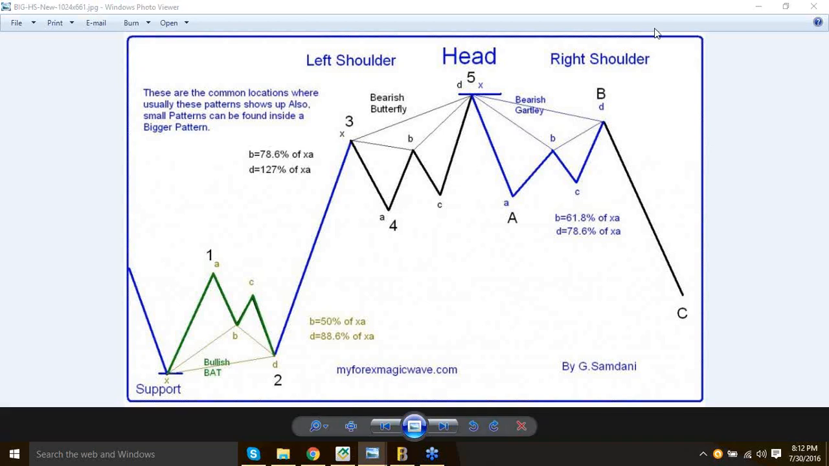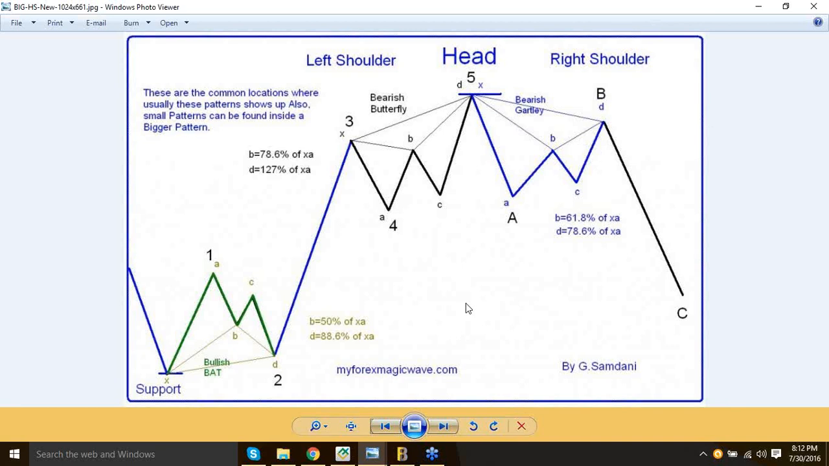Hello everyone, Sam is here from myforexmagicwave.com, making this small video about USDX and its use and what happened to my before chart. Alright, so first thing I want to show you is based on what.